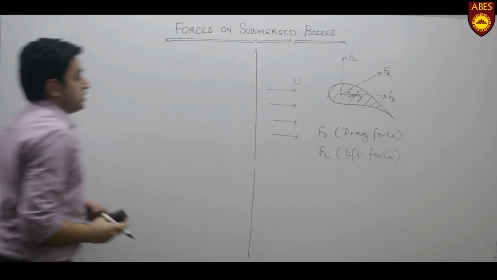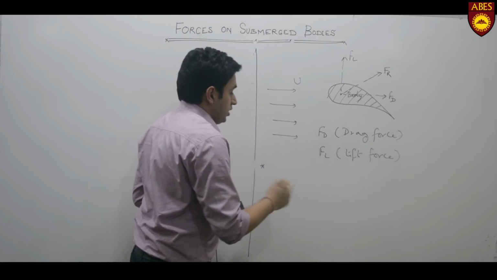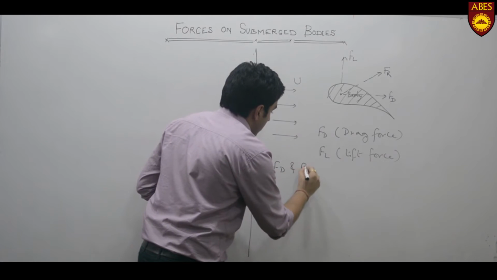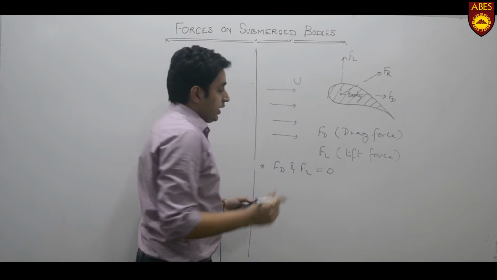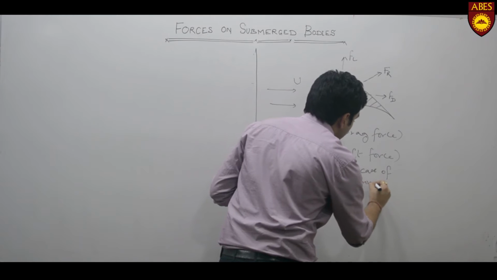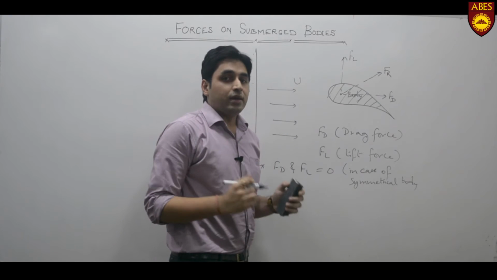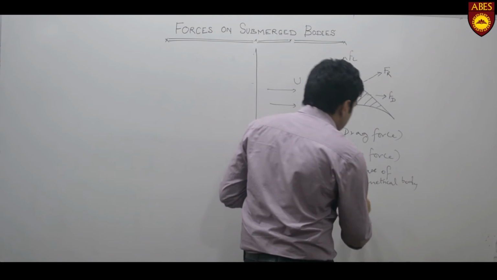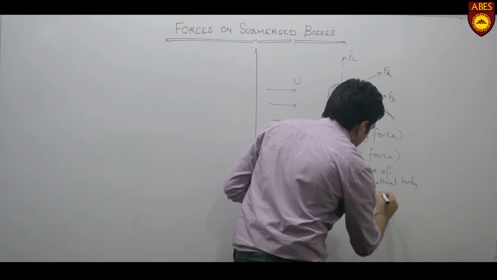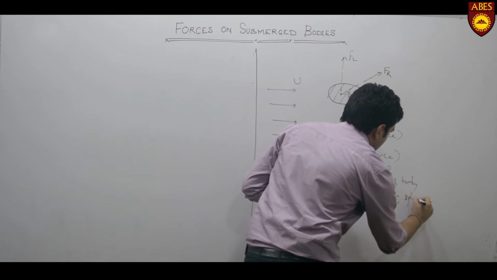But before going to the derivation, we have to remember one condition, like a star point note. Fd and Fl have zero magnitude in case of a symmetrical body. So what does it mean by symmetrical body? Symmetrical bodies are those having the same shape, like some cylinder, or some sphere, etc.